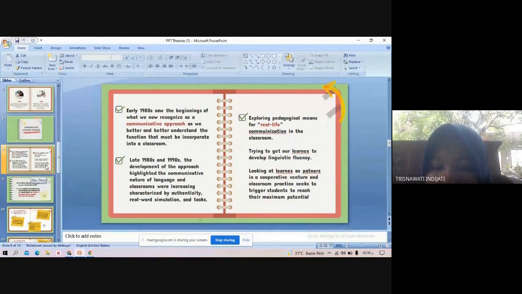All of these theoretical interests can be described as CLT. It is a unified but broadly based, theoretically well-informed set of theories about the nature of language and of language learning and teaching. Jadi digambarkan sebagai CLT atau seperangkat prinsip yang terpadu tapi berbasis luas.